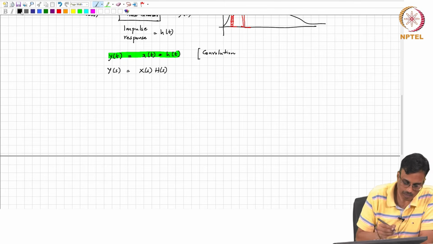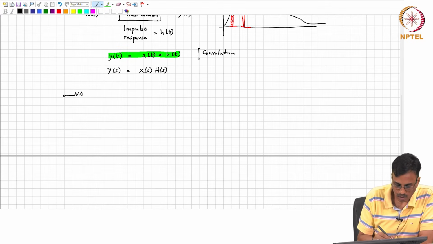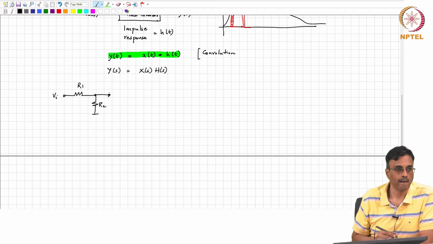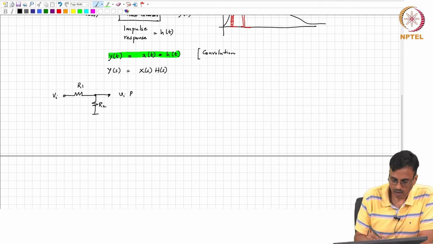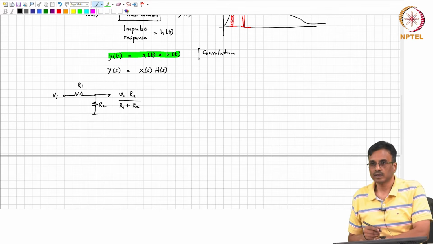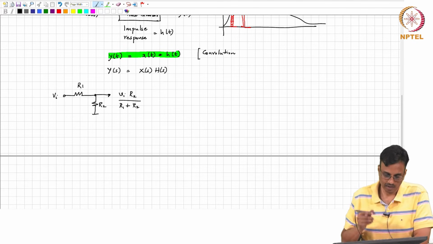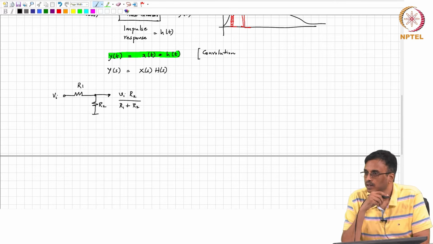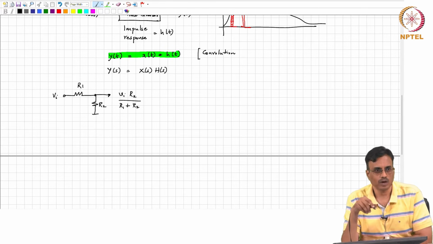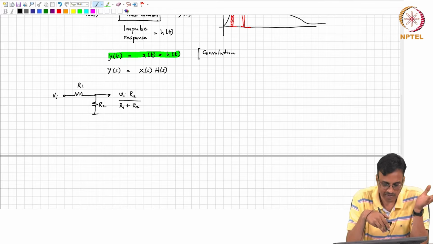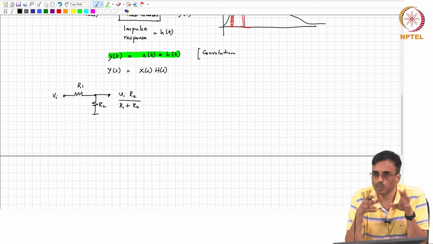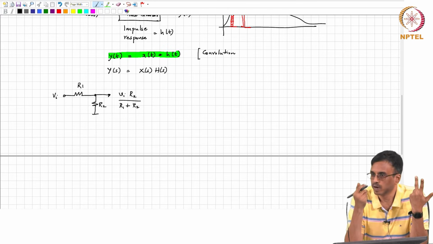Okay. And as a case in point, let me take an example. So, this is R1, this is R2, this is Vi. What is that output? It is Vi times R2 by (R1 plus R2), right. It is so obvious that you may think this question is almost insulting. Now, this is perhaps the simplest linear circuit that I can think of. There is no memory, there are two components.